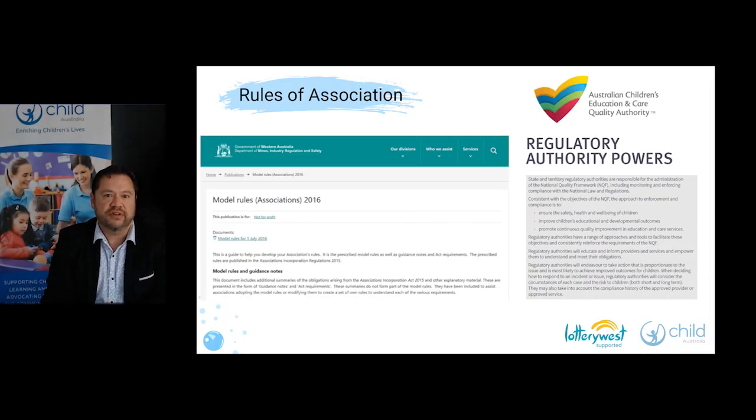An association is covered by the Associations Incorporation Act of 2015 and regulated by the Department of Mines, Industry, Regulation and Safety. An association is formed by lodgement of association rules. There are 2 ways that you can draft the rules of association, sometimes called a constitution. You can adopt the model rules, which meet the minimum requirements of the Act and, in the majority of cases, are all that you require. You just need to adjust the template they provide to include specifics to your service.